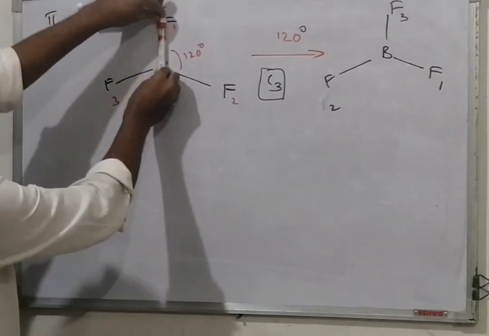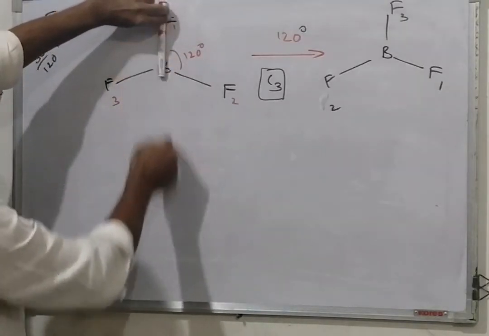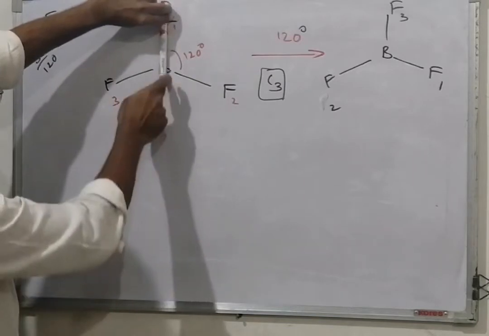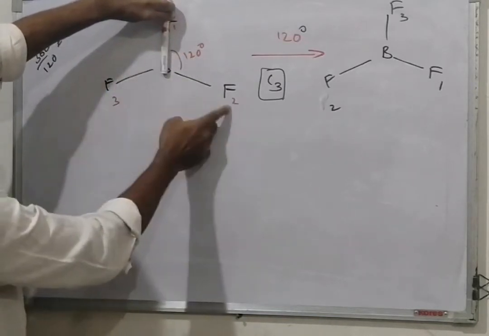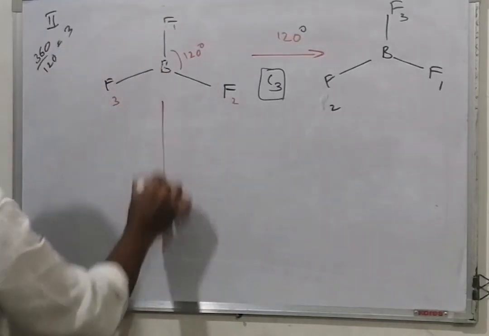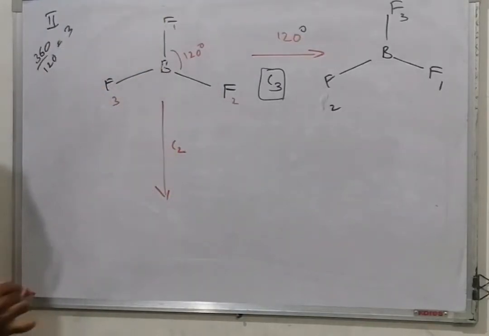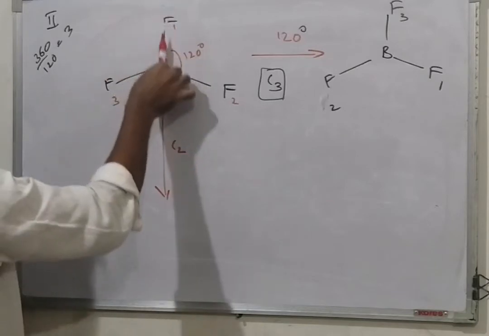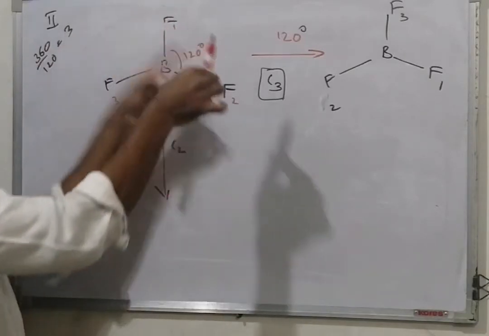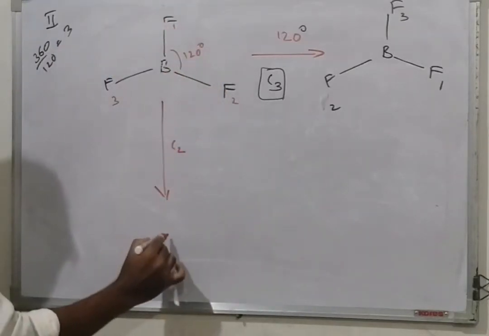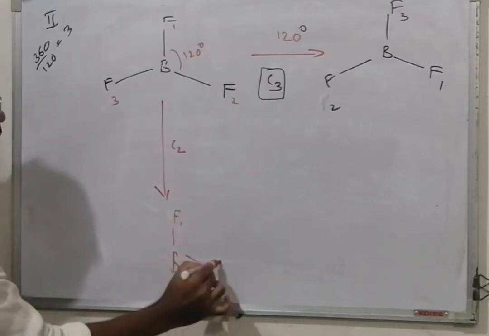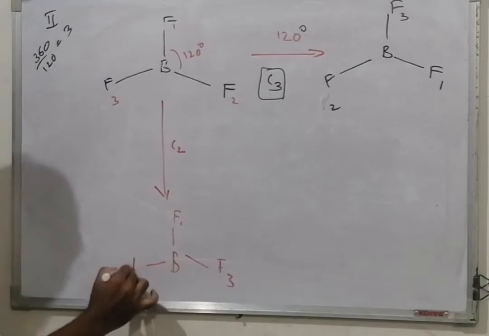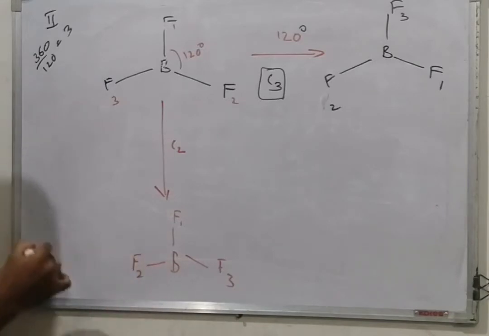Suppose I have an axis like this, the Z axis. It is symmetric, really symmetric. Look at here, because here F and here F. I rotate. This is a C2 axis, because you are rotating like this. Now what I am getting, this F1 is here, but here F3, here F2.